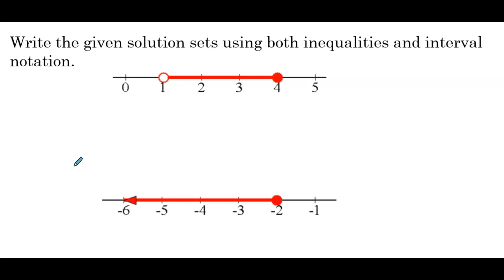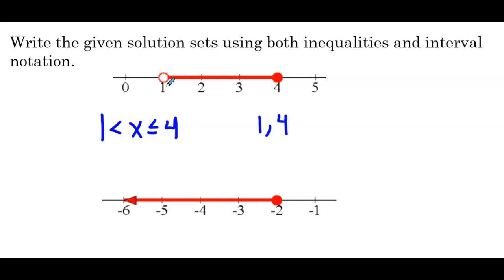Our first example, write the given solution sets using both inequalities and interval notation. Our first solution set, we have from 1 to 4, where 1 is an open point and 4 is a closed point. So let's start with what we're more comfortable with, which is the inequality. So we're going to write this as 1 is less than x, which is less than or equal to 4. Now in interval notation, we're going to represent the interval from left to right, from lower values to higher values, and that's an important idea. So starting on the left, the interval starts at 1 and it goes to 4.